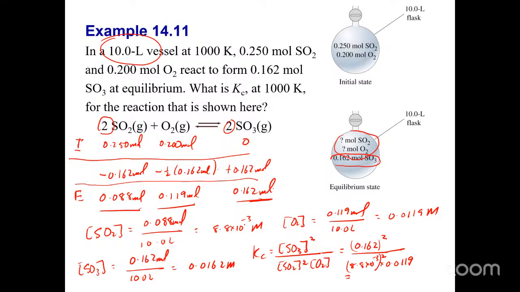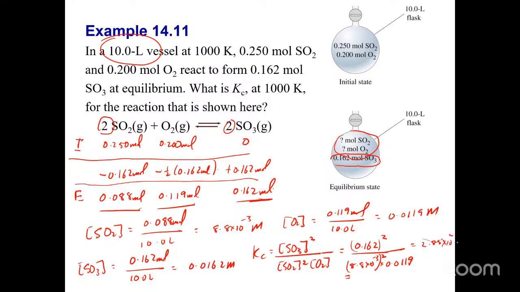All right, the concentration of SO2. Okay, so let me do this now. Number crunching: 0.162 squared divided by 8.8 times 10 to the minus 3 squared divided by 0.0119. And round it off to 3 sig figs. According to my calculations, this works out to be equal to 2.85 times 10 to the 4.